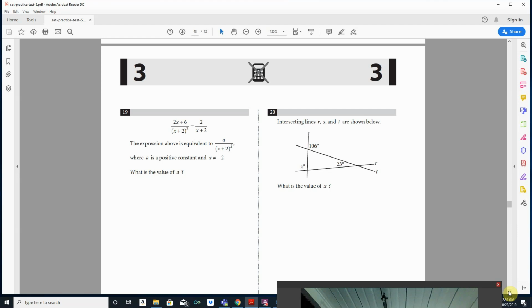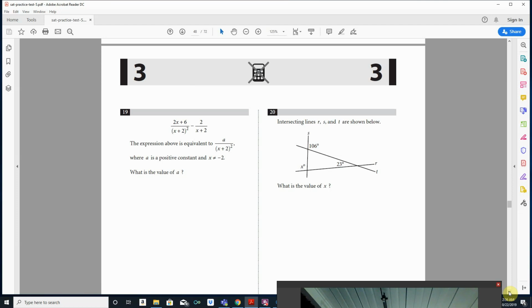All right, so the first thing I would do is multiply 2 over x plus 2 by x plus 2 over x plus 2, to get 2 times x plus 2 over x plus 2 squared. Okay, then a is just going to be equal to 2x plus 6 minus 2x plus 4. Okay, so the 2x's cancel out. You just end up with 6 minus 4, which is equal to 2.